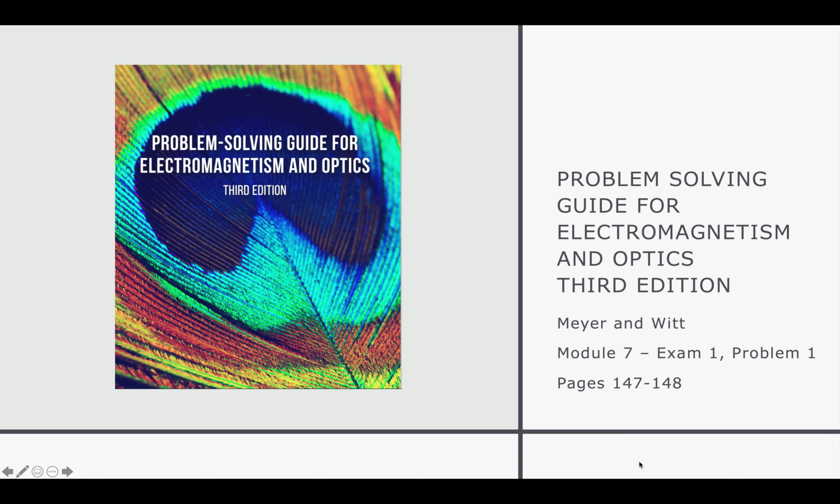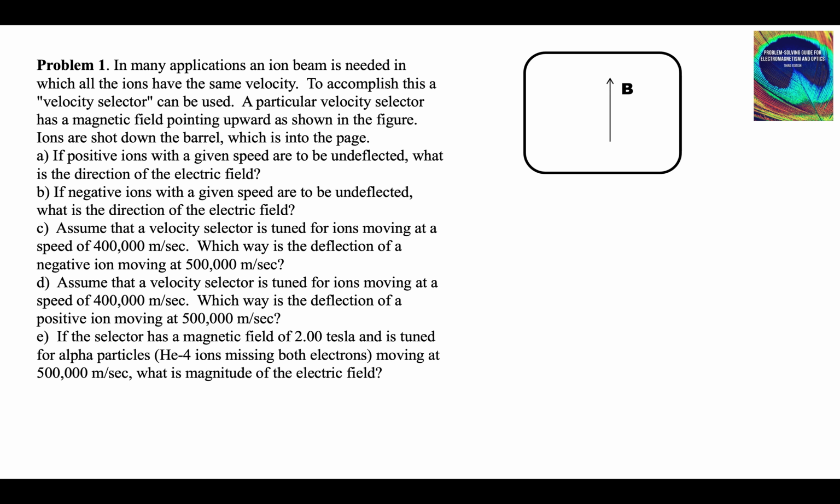This is a walkthrough of Problem 1 on Exam 1 of Module 7 in the book Problem Solving Guide for Electromagnetism and Optics. In many applications, an ion beam is needed in which all the ions have the same velocity. To accomplish this, a velocity selector can be used. Here is a diagram of a velocity selector.